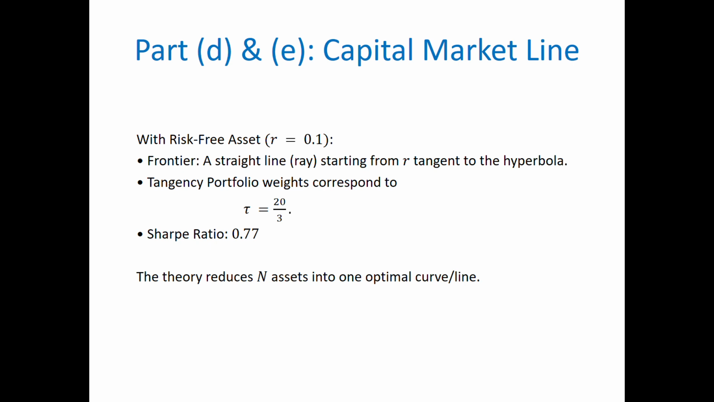In this specific case, we calculated a Sharpe ratio of 0.77, which represents the excess return we earn per unit of risk. This completes our analysis of how an investor can move from a simple diversification to a mathematically optimized portfolio. Thank you very much.